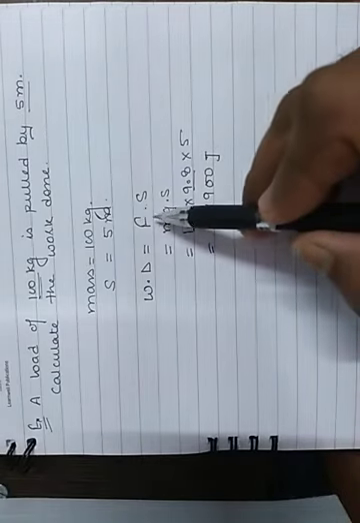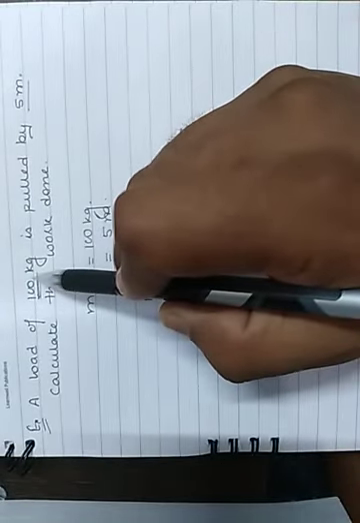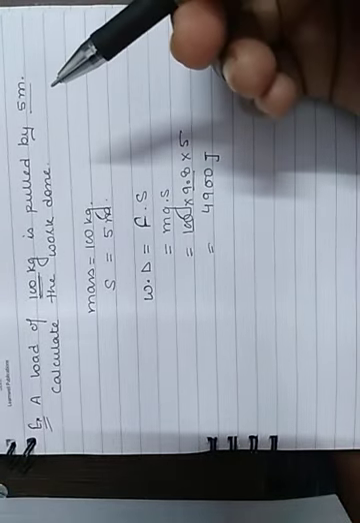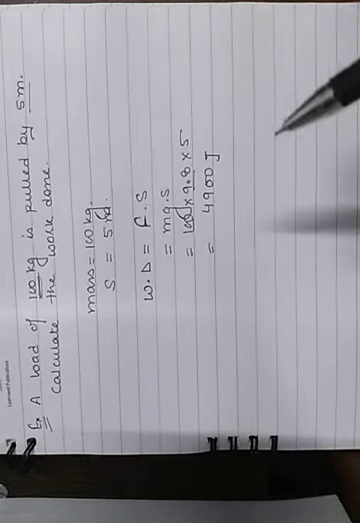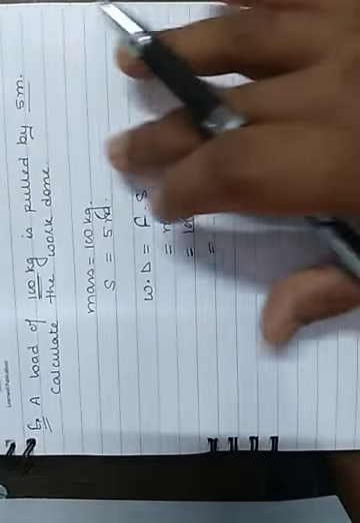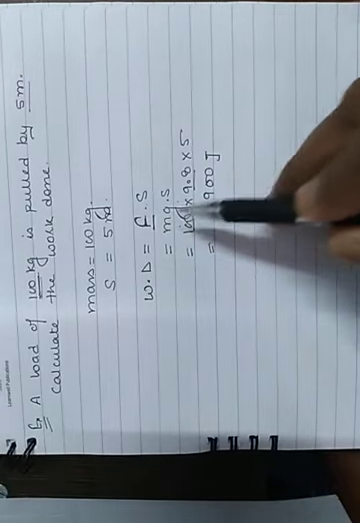Which force are we talking about? As the load is having some mass, we have to work against its mass. If it is a light object, we have to do less work to move it. If it is a heavy object, we have to do more work. So we can say that we are doing the work against the gravitational force. That's why we used this force is equal to m into g.